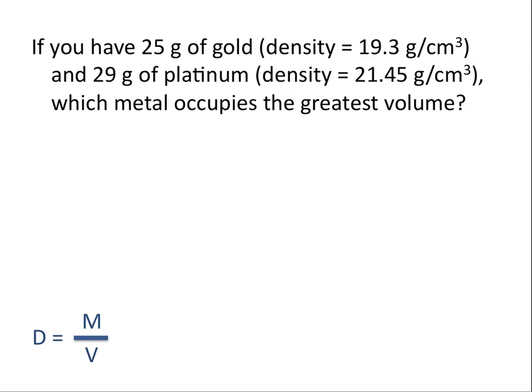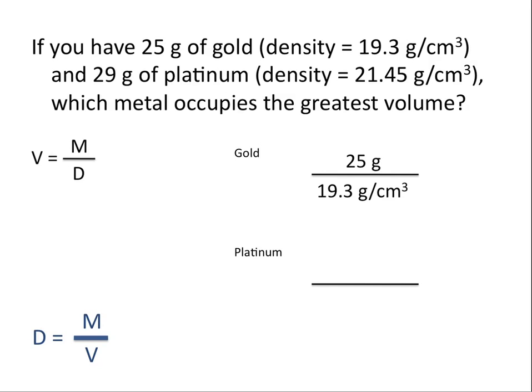Well, we know that density equals the mass divided by the volume, so when we rearrange the equation to solve for volume, we can see that the volume would equal the mass divided by the density. Let's look at the sample of gold first. We'll put the mass on top, 25 grams, divided by the given density, 19.3 grams per centimeter cubed.